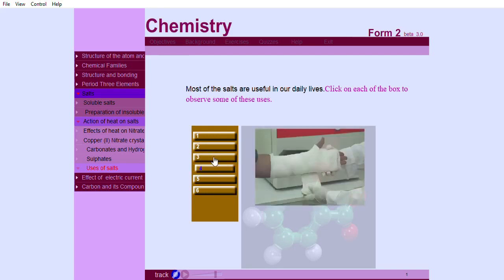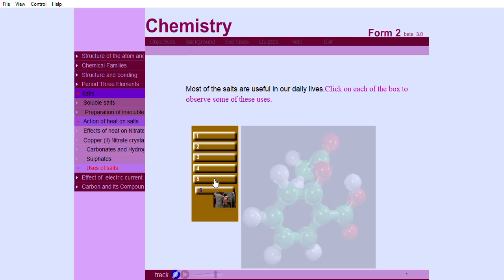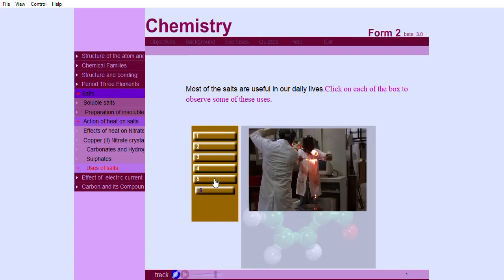Calcium sulfate is used in hospitals as plaster on people with fractures or dislocations. Potassium nitrate is used for making fireworks, for example, matchboxes and gunpowder. Sodium carbonate is used in softening hard water, making of glass and detergents.